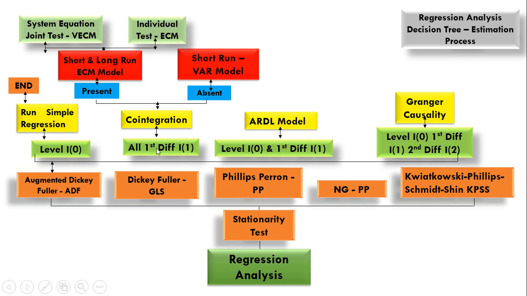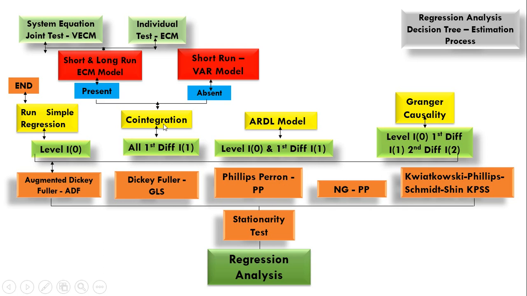Now, if your variables turn out to be I(1) variables, that means they become stationary after you have first differenced. It means that you're going to take a decision on whether to check for co-integration. Here you mean to check for their long run significant relationship in your study.